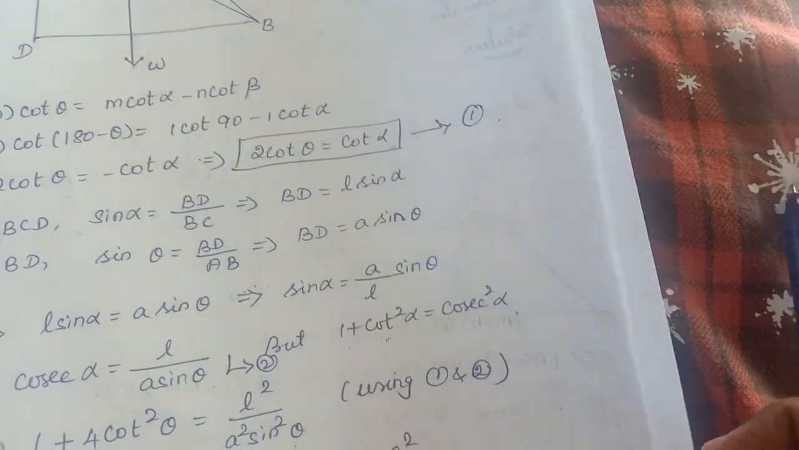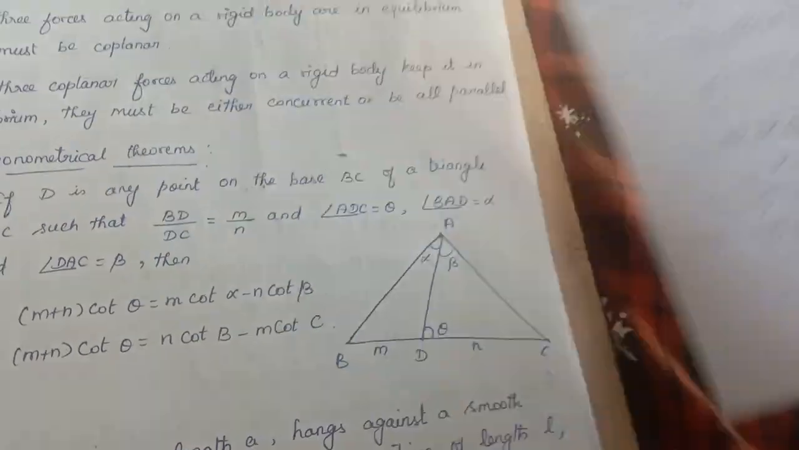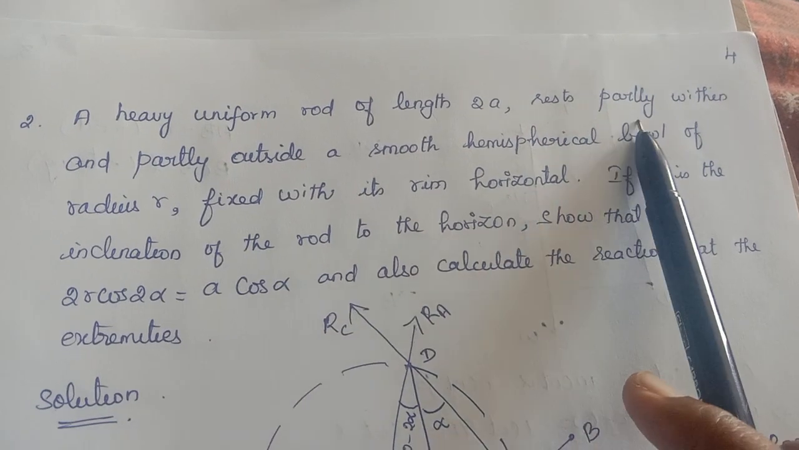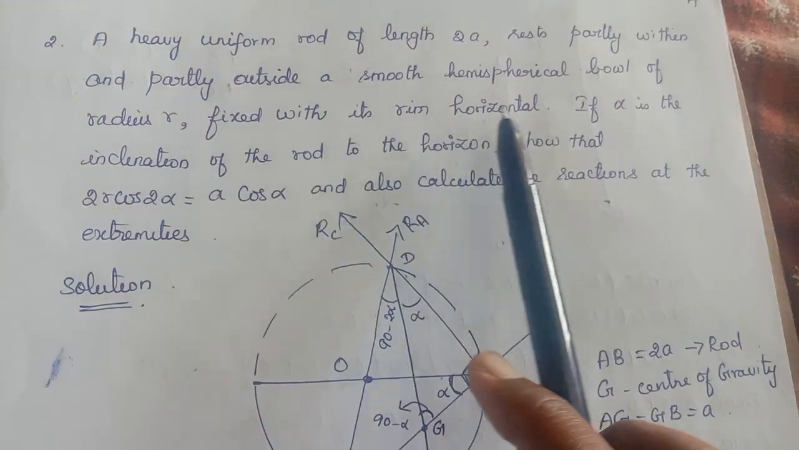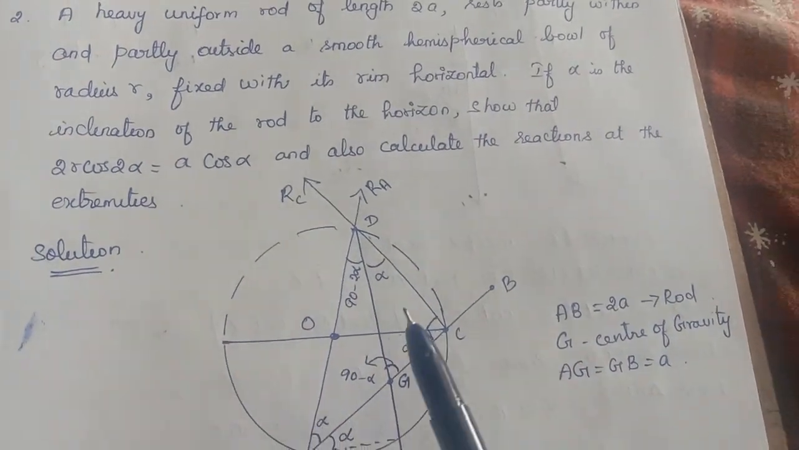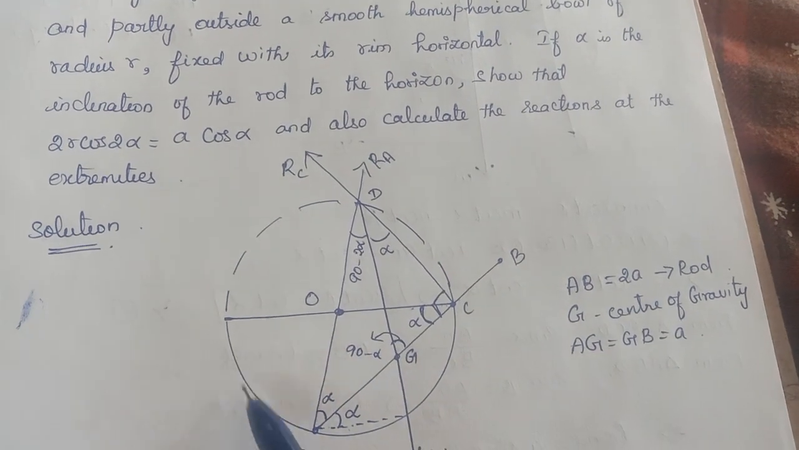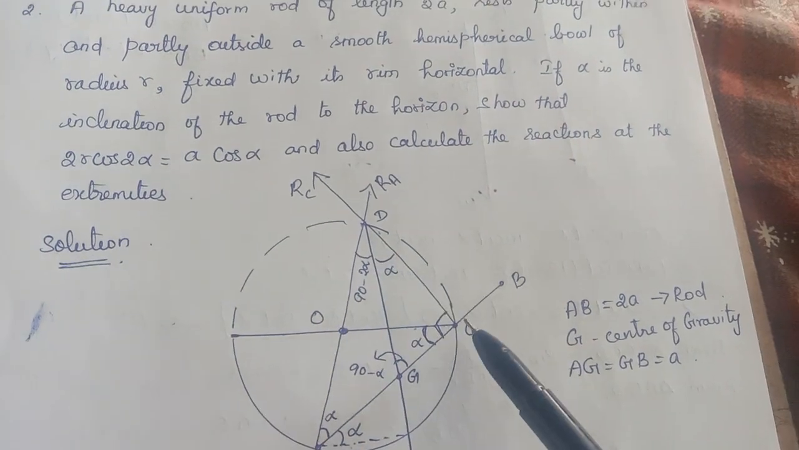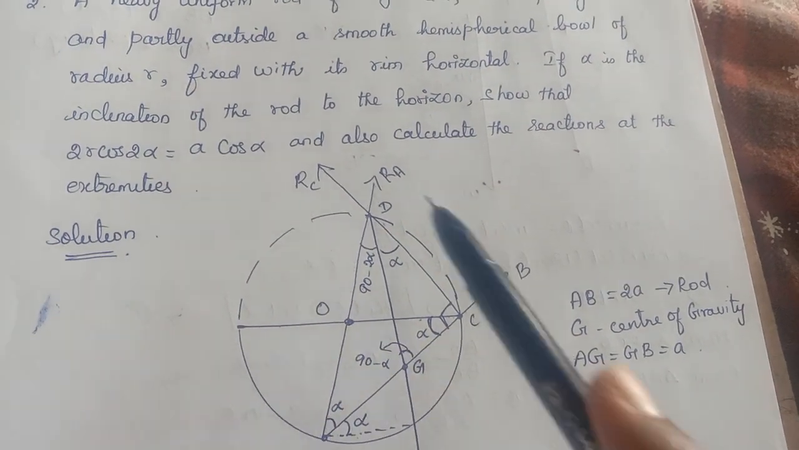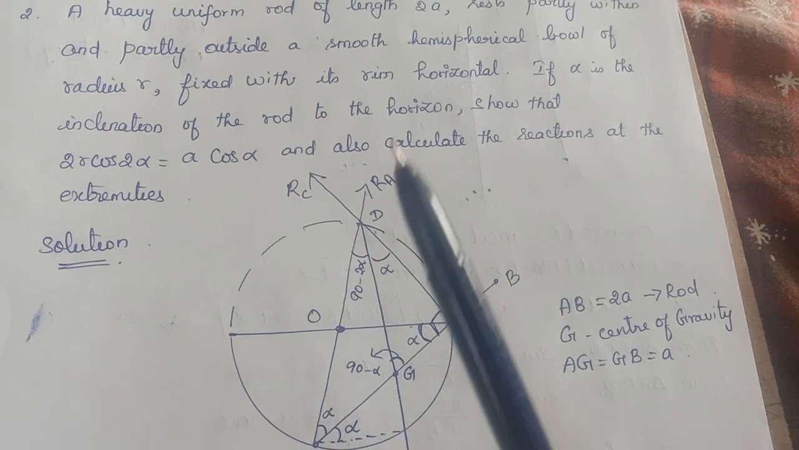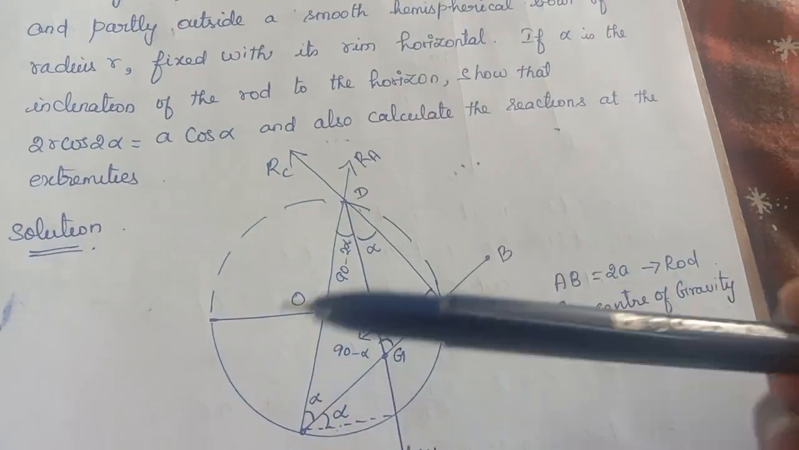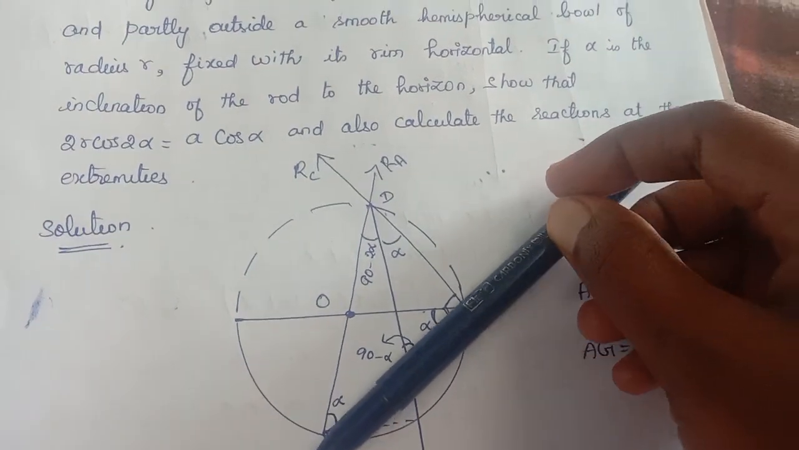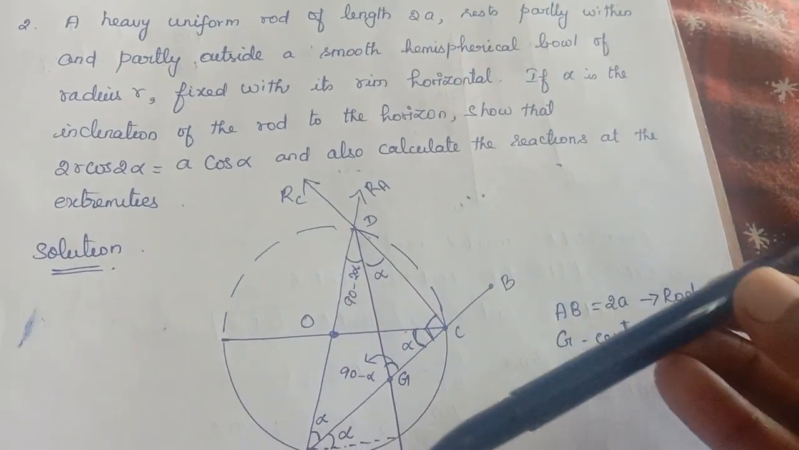Right. Then next problem. A heavy uniform rod of length 2a rests partly within and partly outside a smooth hemispherical bowl of radius r. So consider a spherical bowl. This is a hemispherical bowl, that's why only half portion I have drawn. The other half portion I have drawn in dotted lines, because I want the full sphere for my calculation purpose. So this is a bowl, and we have a uniform rod of length 2a placed like this, like placing a spoon in a spherical bowl, in that same way.